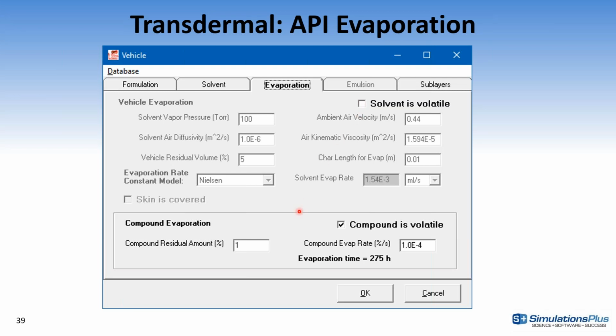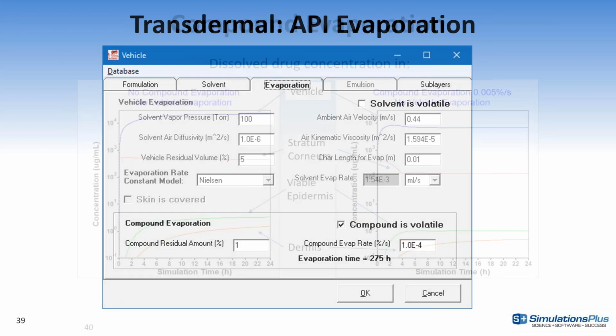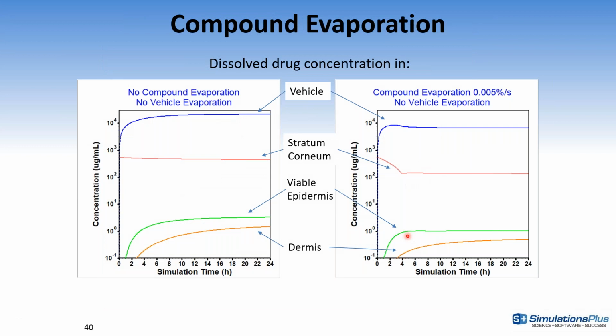But lately we've also had cases where the compound itself was volatile and could evaporate from the surface of the skin before it got absorbed. So we've now extended the model so you can account for the evaporation of the compound as well. And this is showing just some example simulations. On the left, it's showing the simulated concentrations of dissolved drug in the vehicle, in the stratum corneum, viable epidermis, and dermis, if we don't account for any evaporation, either compound or vehicle.